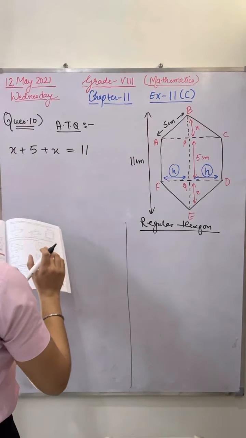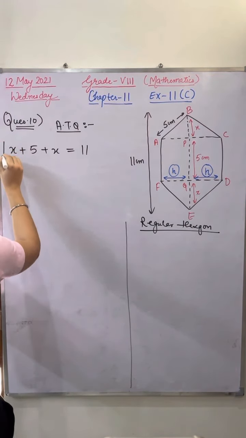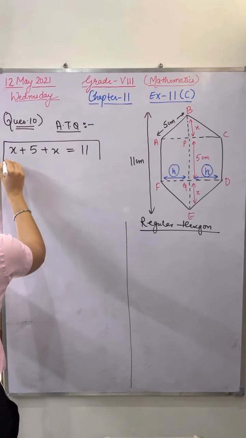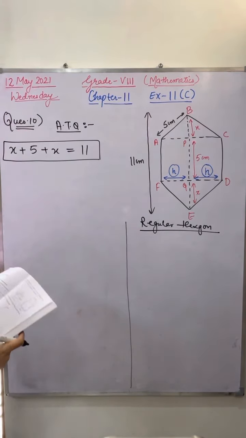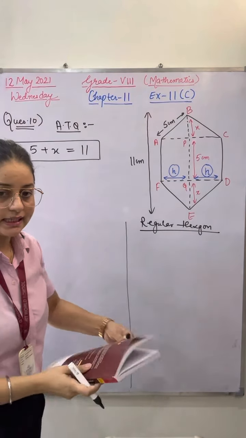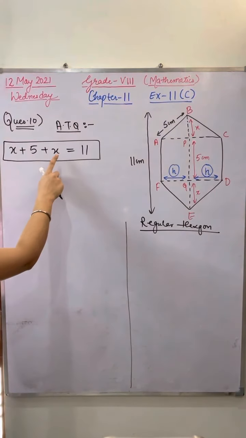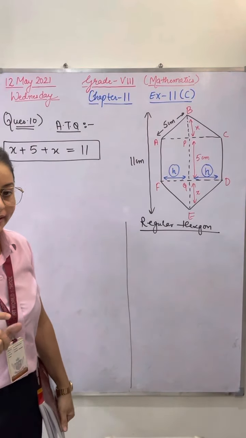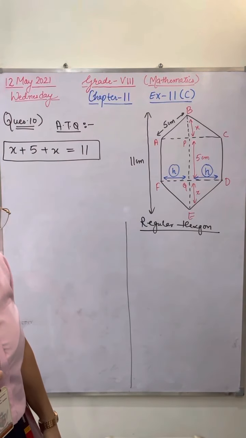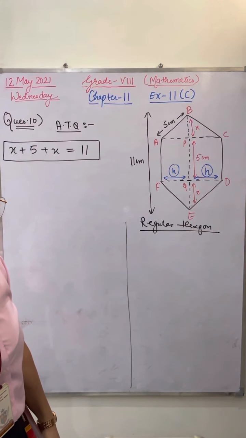They are saying x plus 5, you can see they have given this in the hint. x plus 5 plus x is equal to 11. Can you tell me how they have written this? x plus 5 plus x is equal to 11. Anyone can give an idea to me? How they have written this? Any idea?